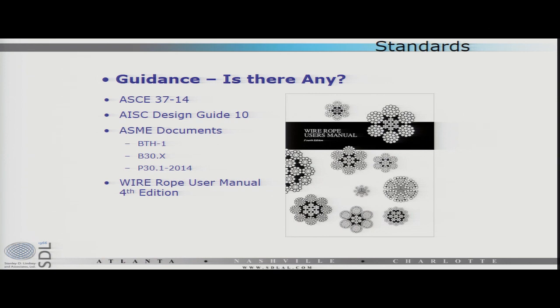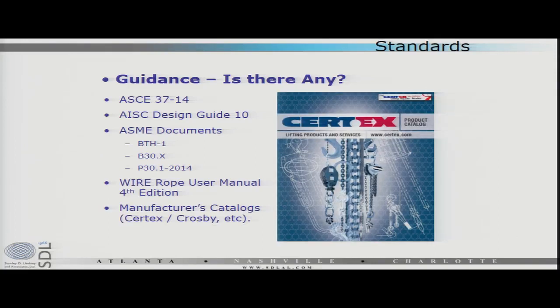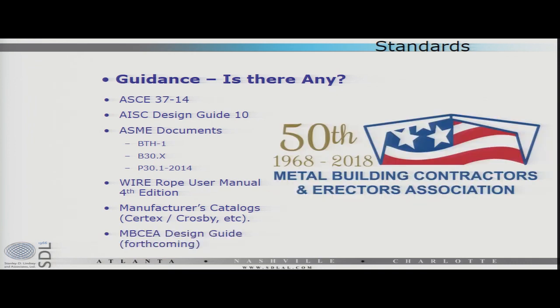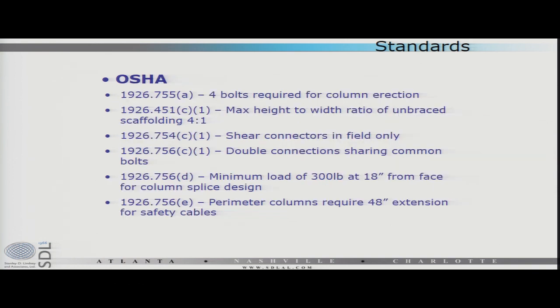You're going to learn a lot more about wire ropes than you ever thought you would if you're in this business. So the wire rope user manual is a good start. And then there's a whole bunch of manufacturers' catalogs, Certex catalogs, things like that for you to learn about shackles and turnbuckles and chain falls and all the various sundry lifting aids. And finally, I was made aware recently, that being this morning, that the Metal Building Contractors and Erectors Association is going to have a design guide specifically for the stability of metal buildings coming out toward the end of this year. So that's all the guidance.